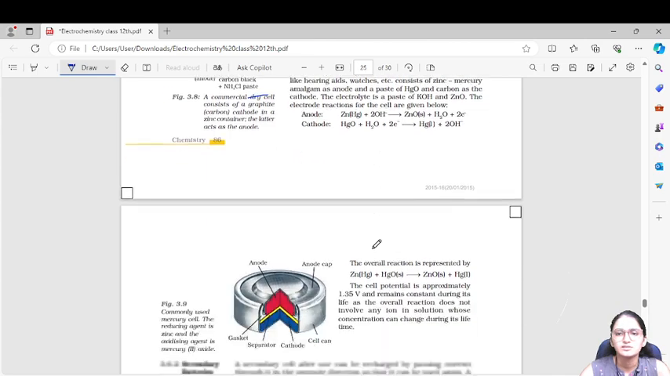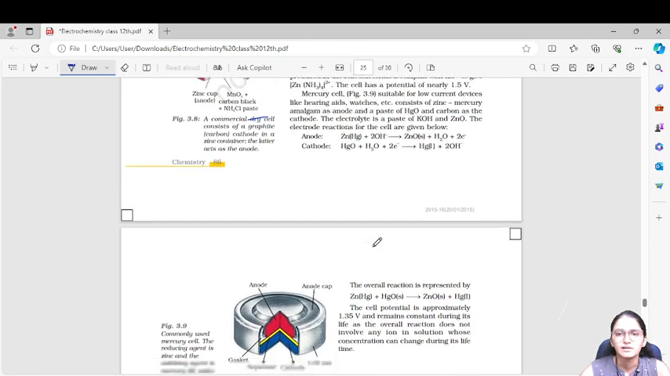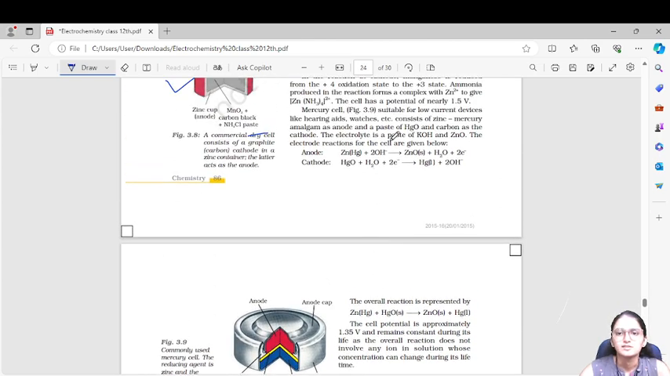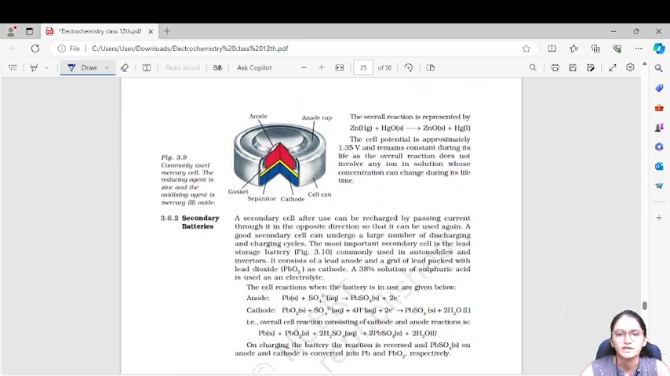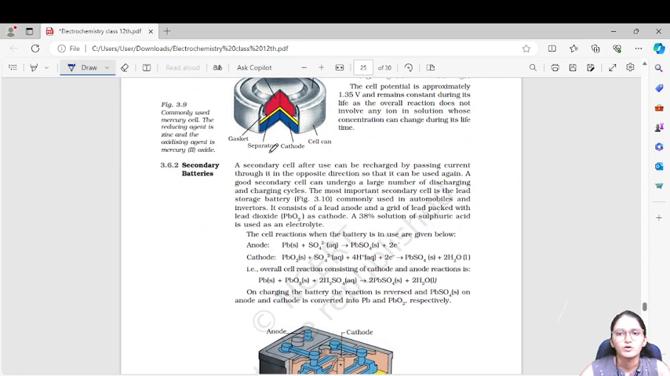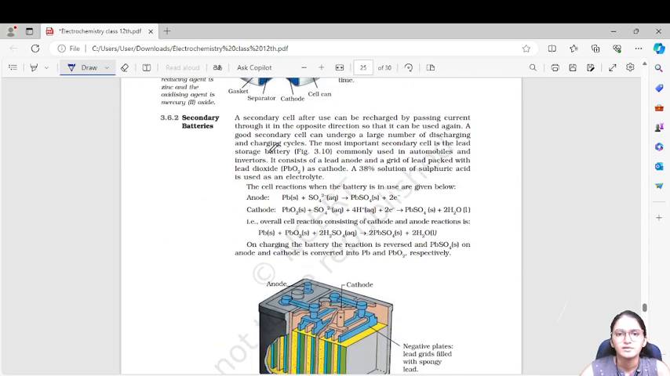Next is mercury cell, same like this. So it is used in hearing aids, watches, consist of zinc mercury amalgam as anode and paste of mercury oxide. The diagram is not that important because it's not asked in exam.